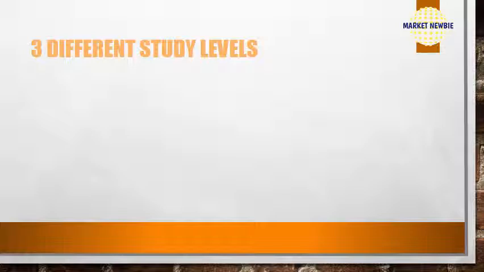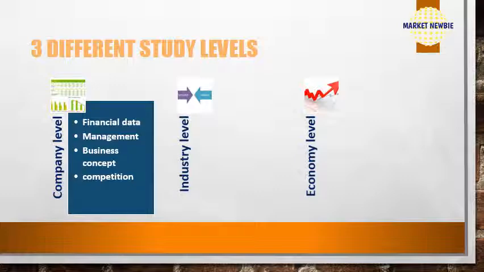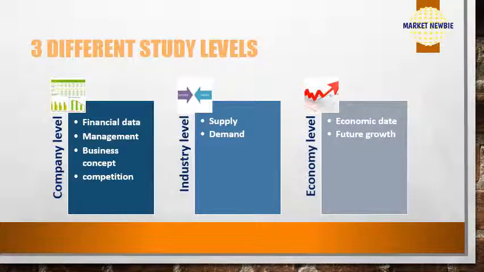Basically, there are three different study levels. They are the company level, the industry level, and the economy level. At the company level, fundamental analysis tests financial data, management, business concept, and competition. At the industry level, it examines supply and demand forces for the products offered. At the economy level, fundamental analysis focuses on economic data to assess the present and future growth of the economy. A fundamental analyst should combine all three study levels in order to forecast future stock prices more accurately.